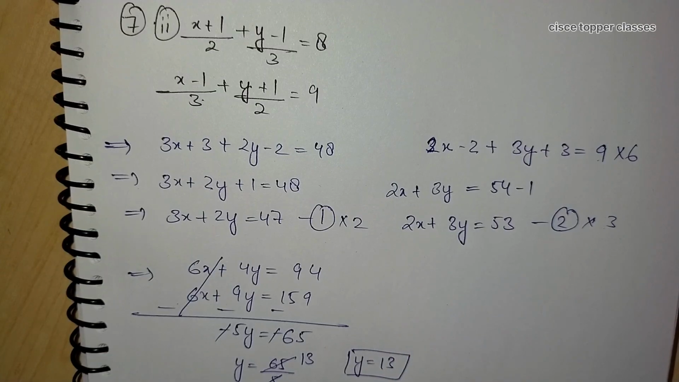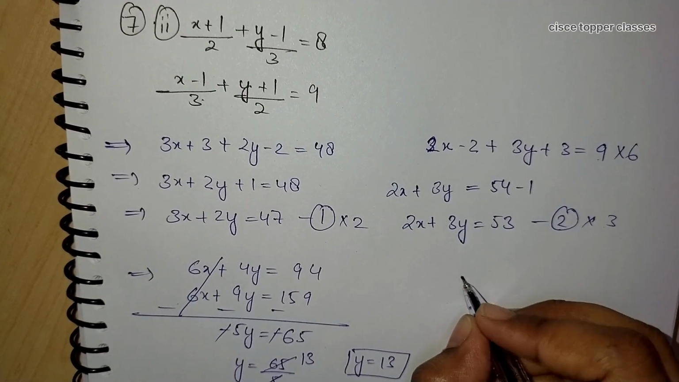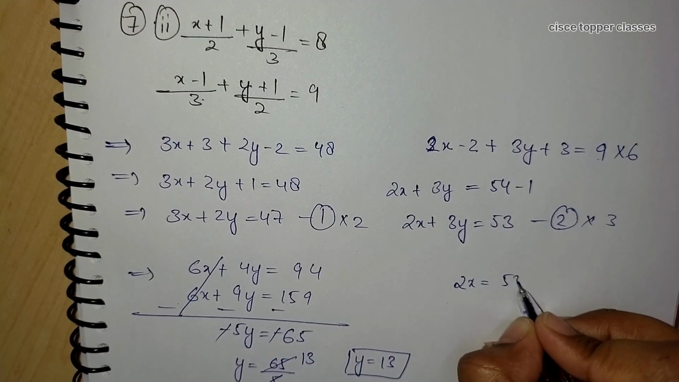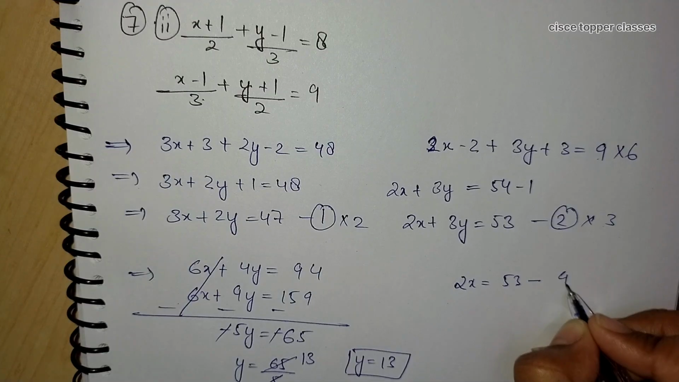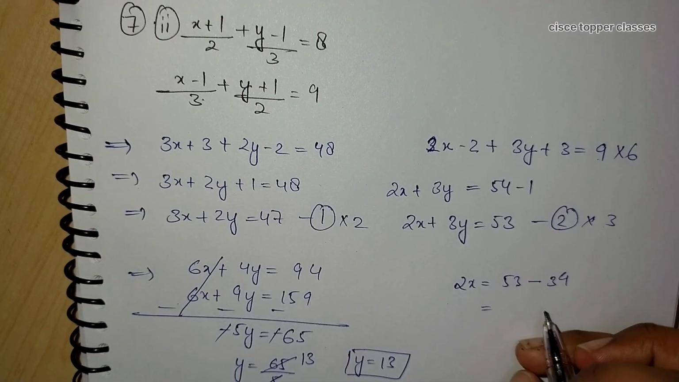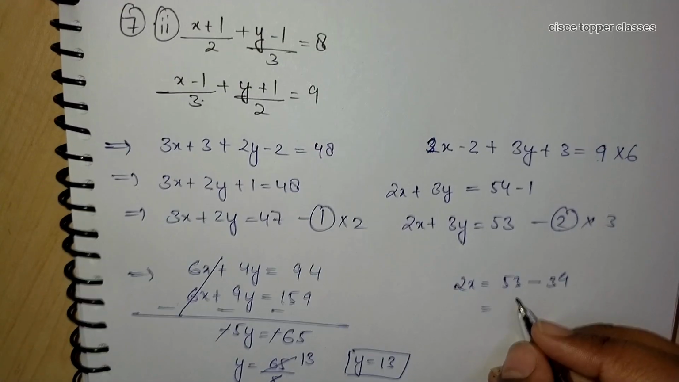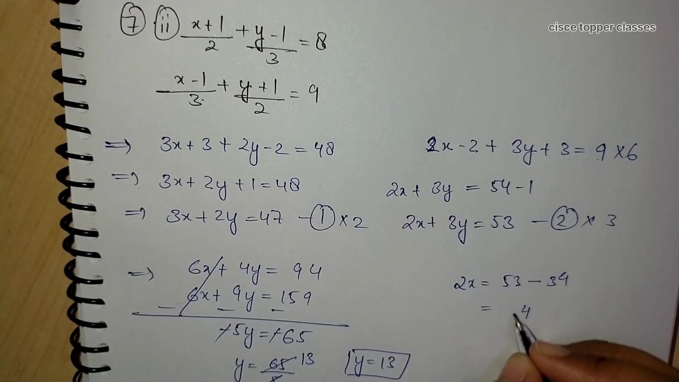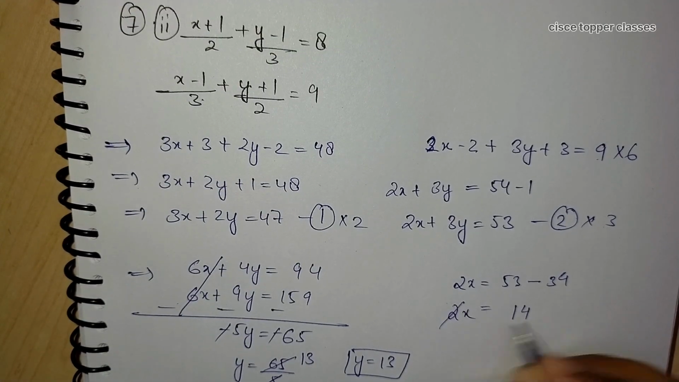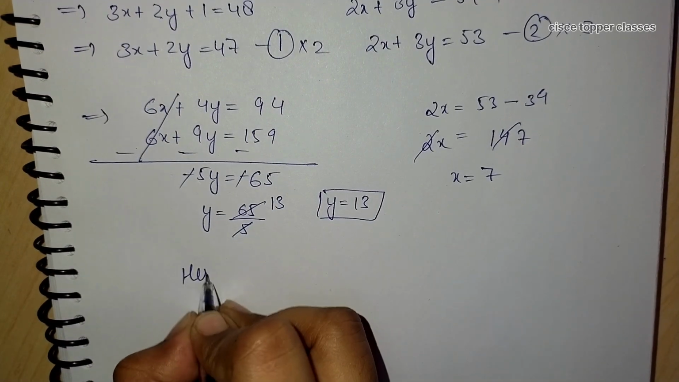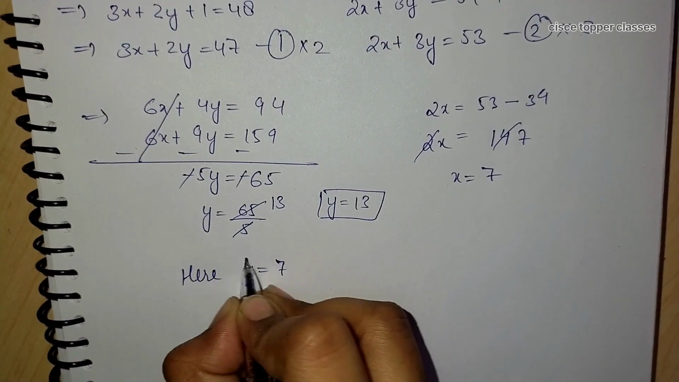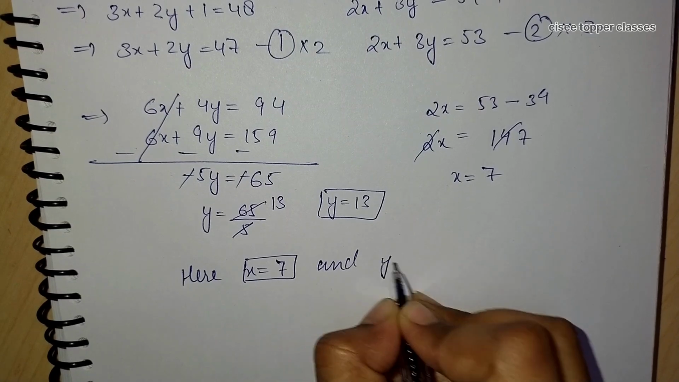To find the value of x from here, we can put 2x is equal to 53 minus 39, and on subtracting we will get 14. So 2x is equal to 14. From here we will get x is equal to 7. So the final answer here is x is equal to 7 and y is equal to 13 in this question.